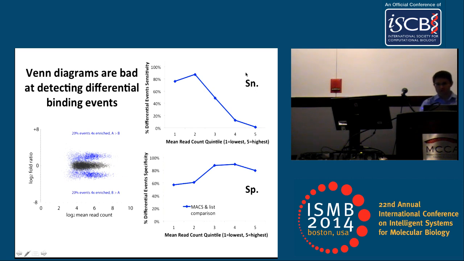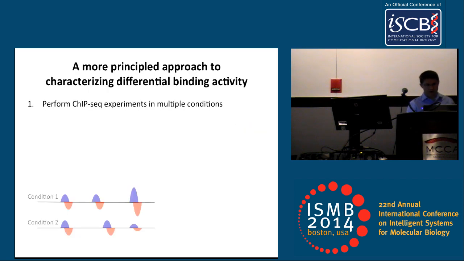Another problem with this approach, at the other end of the enrichment scale, is for peaks that have a true quantitative difference in binding, but happen to be called in both experiments. Of course, you're going to miss all of those true quantitative binding differences by just looking at your Venn diagram, okay? So we, like many others here, are interested in a more principled approach.